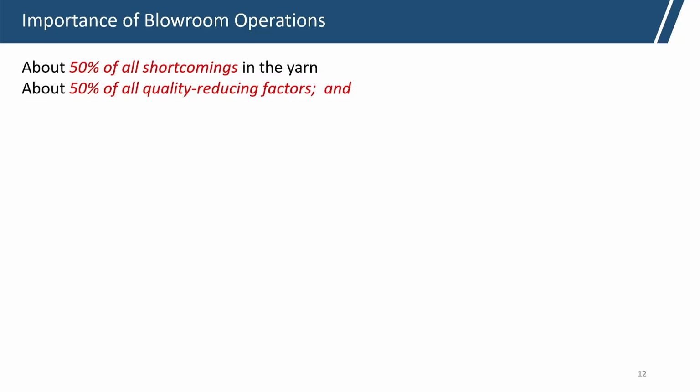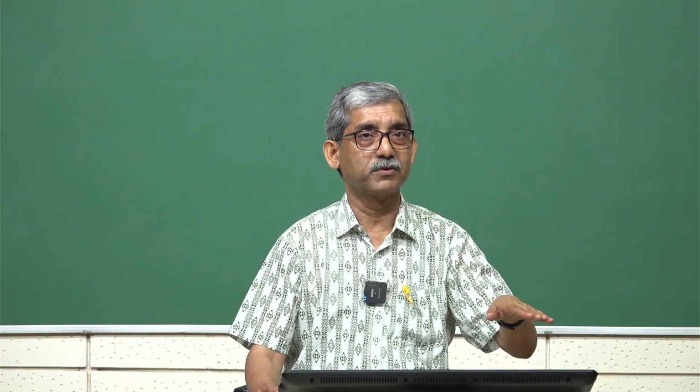50% of all quality reducing factors. If we see quality reducing factors like fiber breakage, that is your nep generation, all these things are actually generated in the blow room. Improper blow room means we are deteriorating the basic quality, because if we damage the fiber in the blow room stage, that cannot be recovered in the later stage.